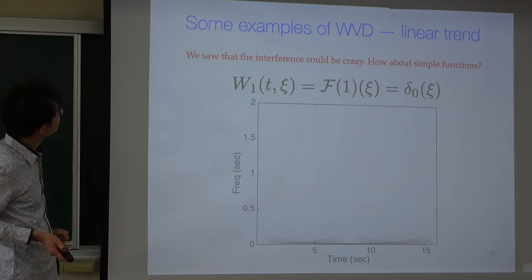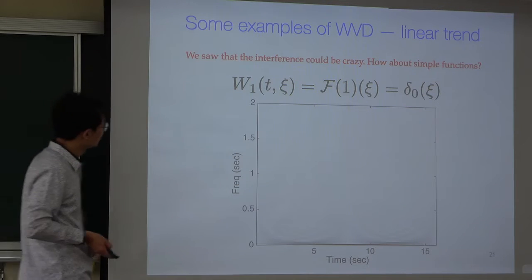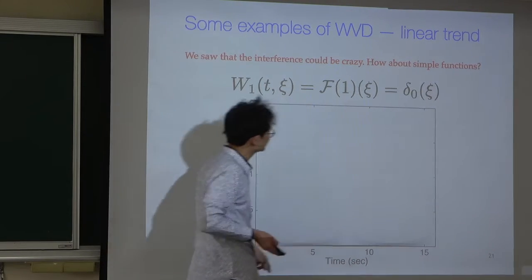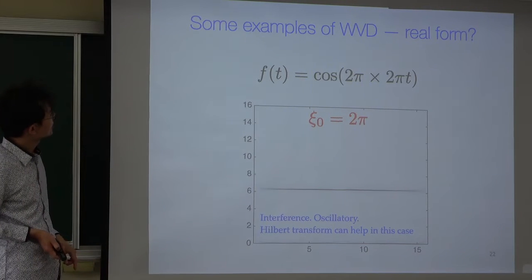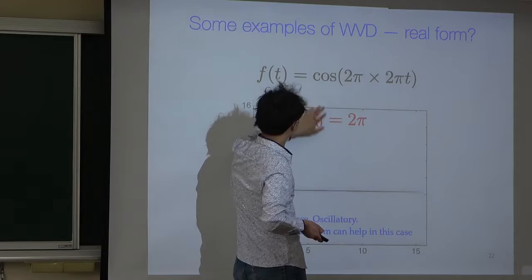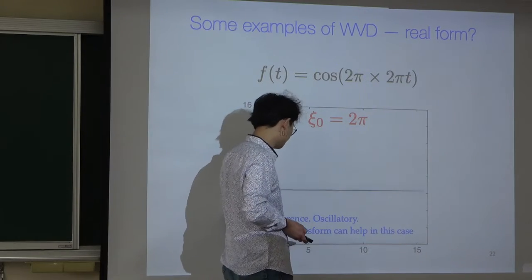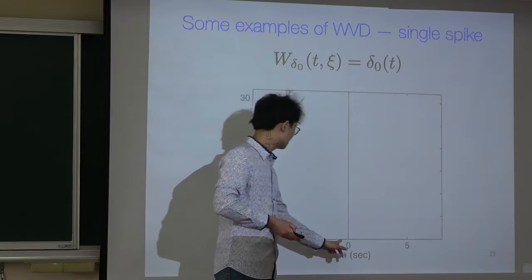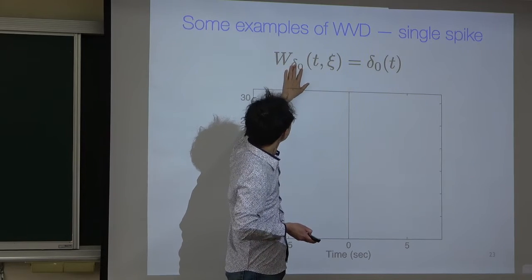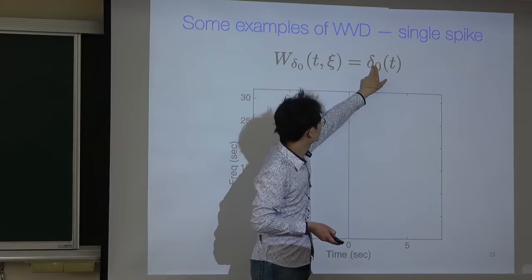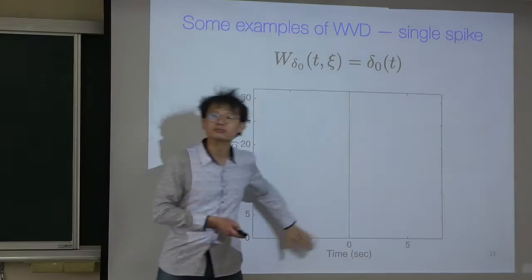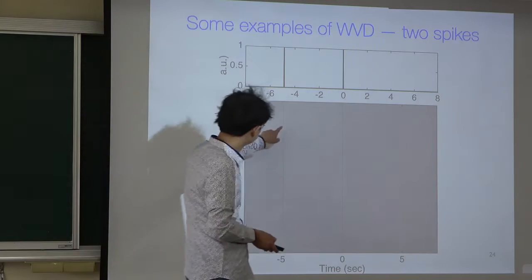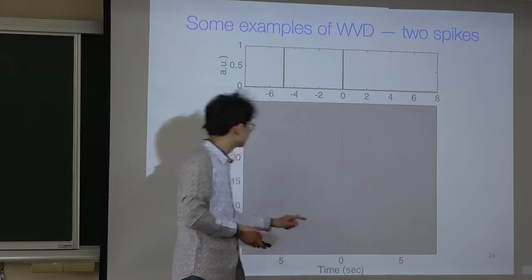Okay, and this is more results about the Wigner-Ville distribution for a linear trend. So when the signal is 1, a trend, you will just get something supported around zero frequency. Okay, and this is the cosine function. You can see the frequency is 2 pi, so you get one component, and around 0 there will be some interference. And if you have just a single spike, delta at 0, the Wigner-Ville distribution will also be a spike at 0. And this is also the support property of the Wigner-Ville distribution. So when you have 2 spikes, you get 2, and also interference in the middle.